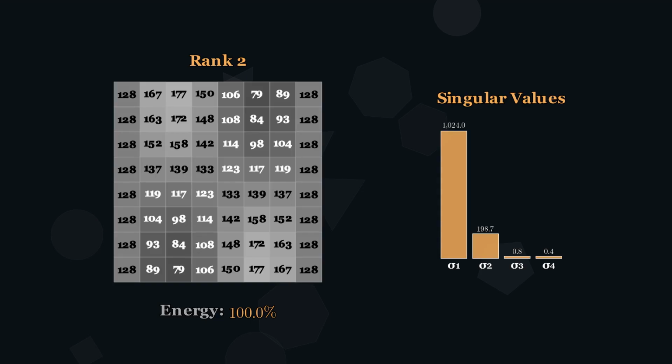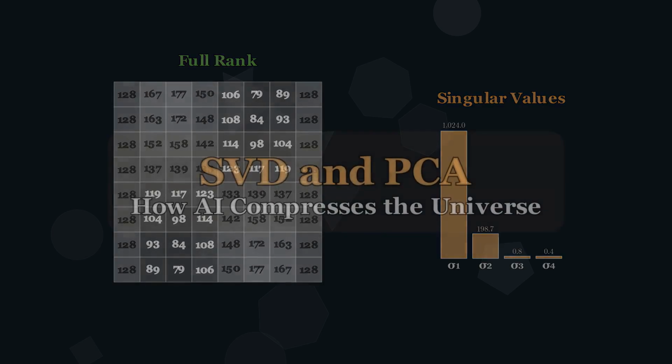It towers over everything else. This is the mathematical key that lets AI compress images, discover hidden structure in data, and find the dimensions that truly matter. The same math powers Netflix recommendations, face recognition, and the compression of the largest language models on Earth, SVD and PCA.